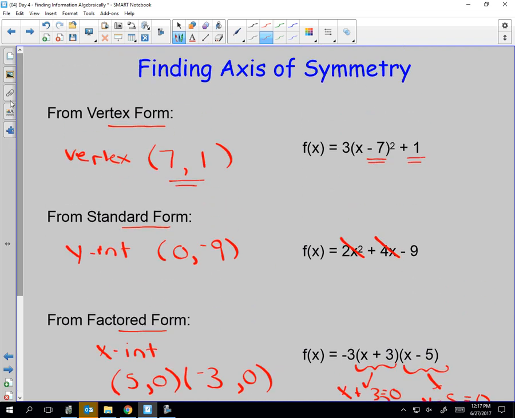Now, what we're trying to find here, though, is the axis of symmetry. The axis of symmetry is a vertical line, so it's an up-down line, x equals something, which is the center of the graph. Now, the center of the graph will come to us in different forms when we're looking at these equations. Vertex form, that's our best case scenario. So our axis of symmetry is going to be x equals 7, because the 7 is the central point of that graph in terms of x.